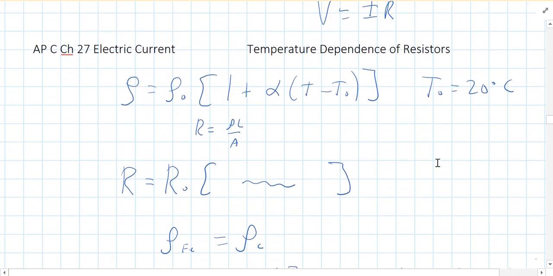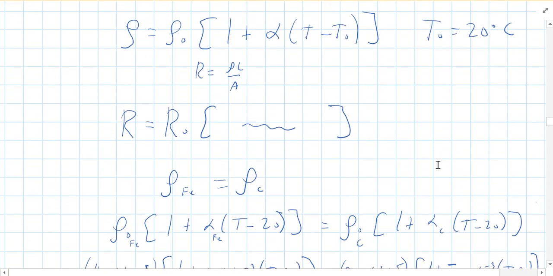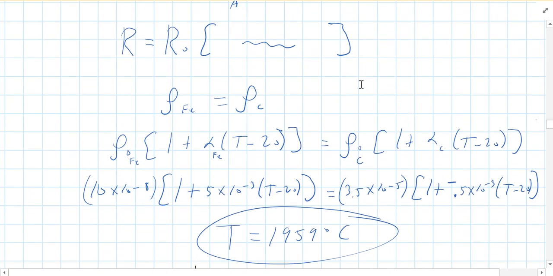All right, so again, that's a brief example and explanation as to why resistance changes with temperature. I hope that example was helpful, and thank you very much.